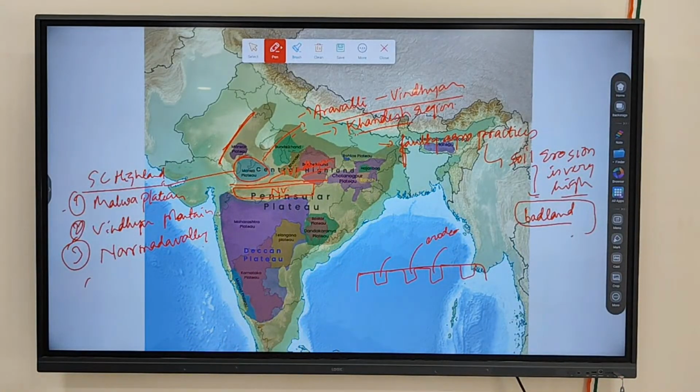Clear? So historically known as what? Historically known as Khandesh, located between which two mountains? Aravalli and Vindhyan mountains.